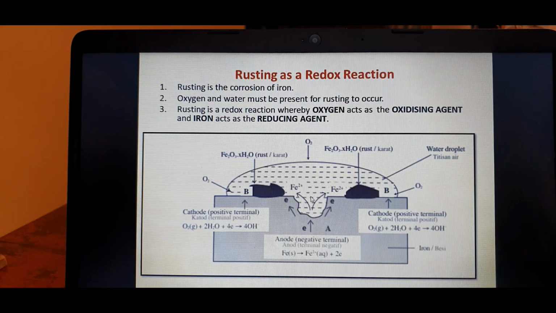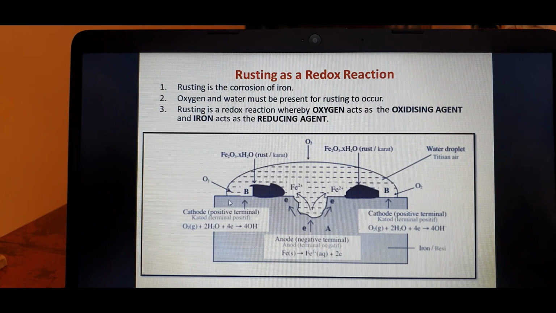At this part, the first step in rusting is that iron donates 2 electrons to form Fe2+. The presence of the electrons here makes it a negative terminal, and since it's a simple cell, it is known as an anode. Don't forget, negative terminal is known as anode. There is loss of electrons. These electrons will flow through the metal to the edges of the water droplet.